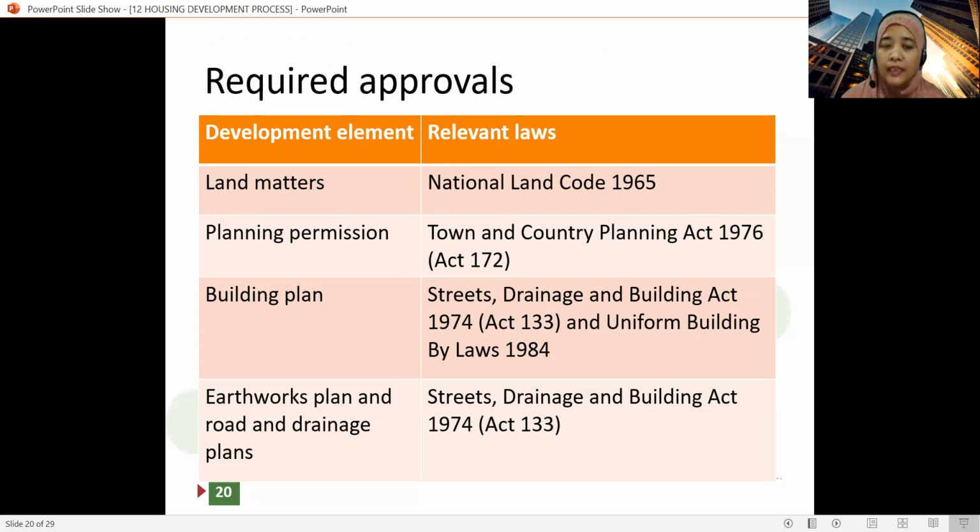Now, finally is the earthworks plan and road and drainage plans. Ini bila dah nak start, bila dah dapat planning permission, dah dapat building plan approval, dah dapat land matters punya approval, you want to start work on the site, you must obtain earthworks plan. You nak buat filling, you nak buat hill cutting, you nak buat leveling dan sebagainya. Road and drainage plans, tu semua mesti dapat kelulusan. So, this development element, okay, is being controlled by the SDBA, Streets Drainage and Building Act 1974.